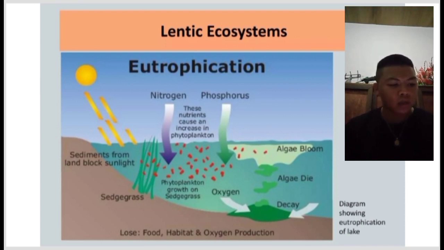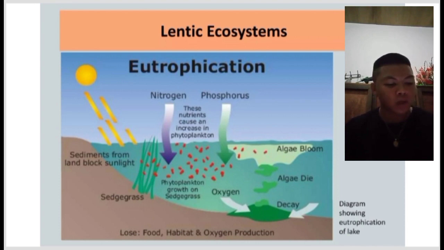Number 2 is algal bloom. The increased availability of nutrients fuels rapid growth of algae and phytoplankton. This can result in the formation of dense algal blooms on the water surface, which may be visible as green scums or mats.